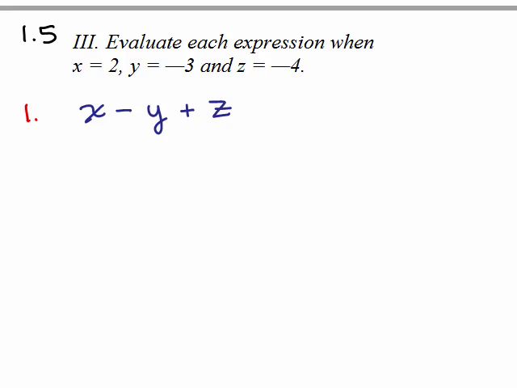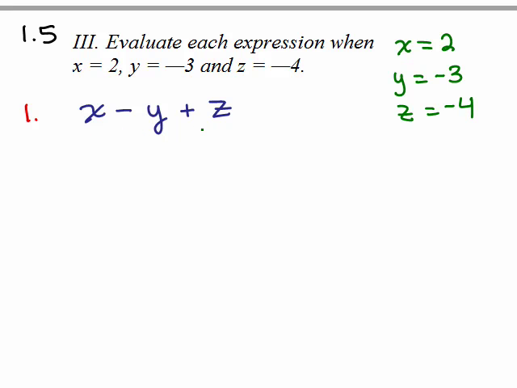All right, we're still working on section 1.5. We're doing part 3. Evaluate each expression when x equals 2, y equals -3, and z equals 4. So just on the side here, x equals 2, y is -3, z is -4. All right, so the first one is x minus y plus z.